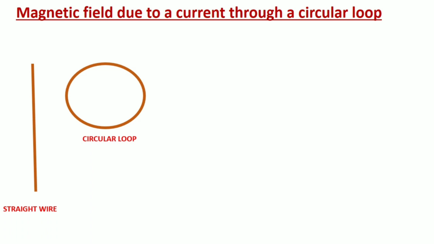Now we are going to discuss the magnetic field lines due to a current through a circular loop. Suppose a straight wire is bent in the form of a circular loop and current is passed through it, how would the magnetic field lines look?